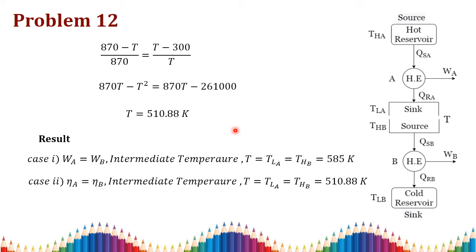So as a result, considering case A, we have the intermediate temperature as 585 Kelvin, and with case B, the intermediate temperature as 510.88 Kelvin.